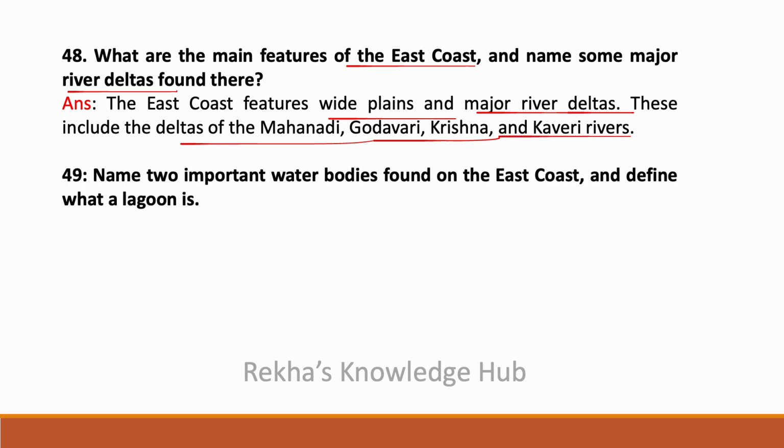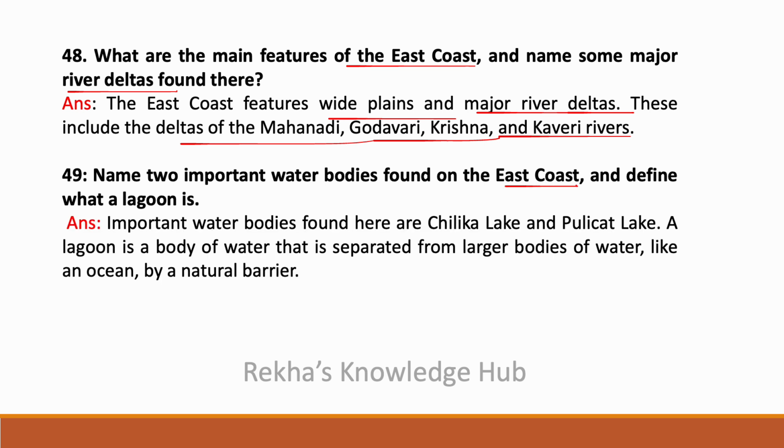Next one, name two important water bodies found on the east coast and define what a lagoon is. Important water bodies found here are Chilika Lake and Pulicat Lake. Then what is a lagoon? A lagoon is a body of water that is separated from larger bodies of water like an ocean by a natural barrier.